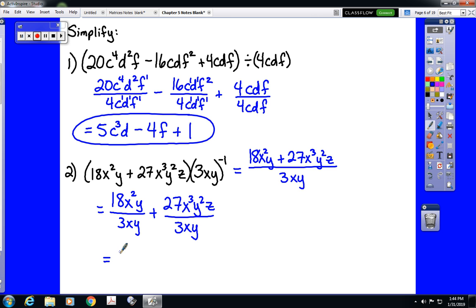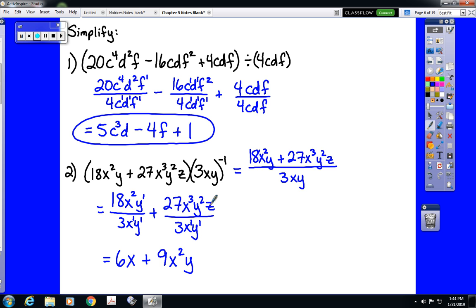18 divided by 3 is 6. X squared over x to the first would be x. Y to the first over y to the first, y would cancel. Plus 27 divided by 3 is 9. X to the third over x to the first would be x squared. Y to the second over y to the first would be y.